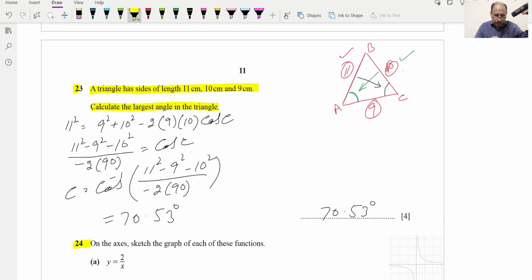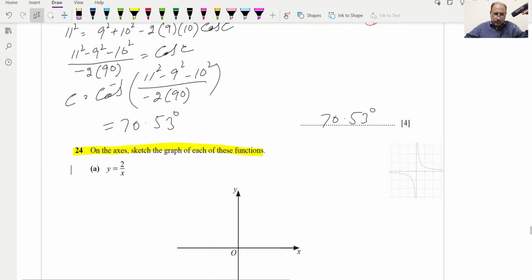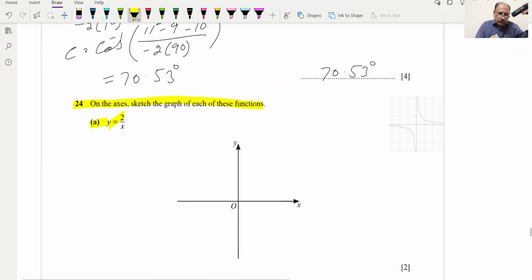Question number 24. On the axes, sketch the graph of each of these functions. They have provided the function, the first one is y is equal to 2 over x, and for this one we can take values like, for example, roughly, it's sketching basically, not accurate. So 1, 2, 3, and this side also 1, 2 and 3, we can take minus on this side, and also on this side 1, 2 and 3.